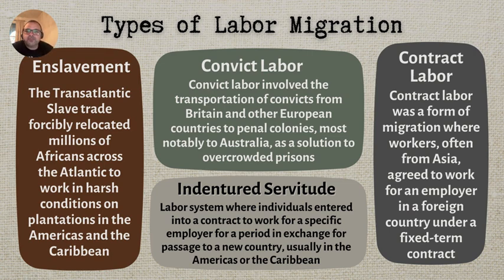And then the last form of labor migration that we'll talk about is contract labor. This emerged as a form of migration where workers, often from Asia, would agree to work for an employer in a foreign country under a fixed contract. And this is really common, particularly when we talk about the construction of the railroads, plantation agriculture in places like Hawaii and the American West, providing essential labor for those regions, but often, again, under conditions that limited workers' rights and freedoms. But these are the four different types of labor migration that we will see.